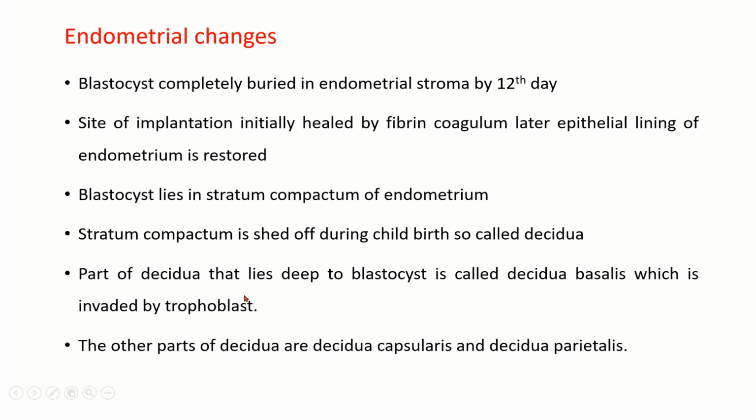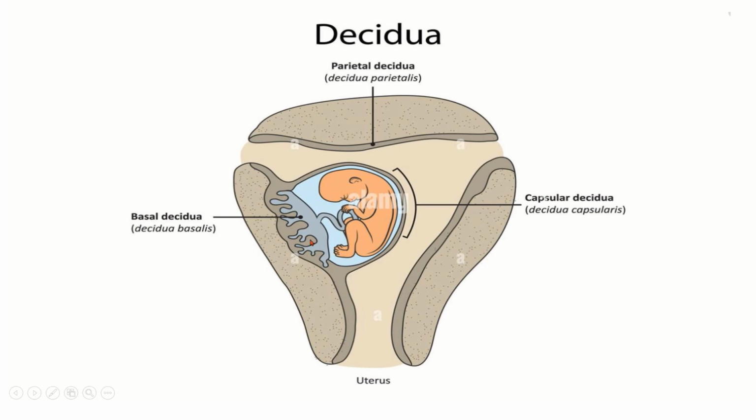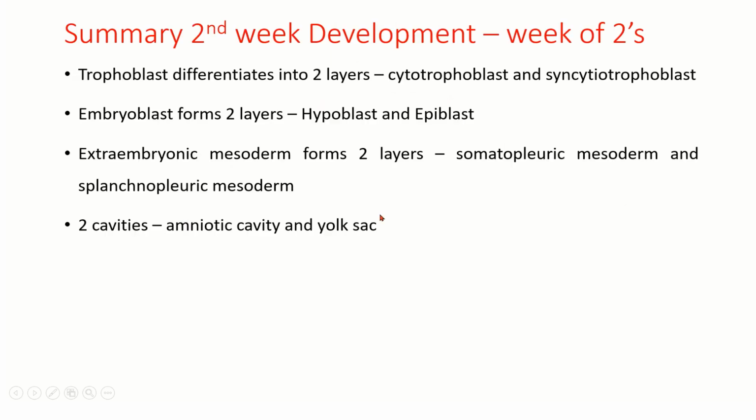The part of the decidua that lies deep to the blastocyst is called decidua basalis, which is invaded by trophoblast to form the placenta. Whereas the other parts of decidua are decidua capsularis and decidua parietalis. You can see here, this particular part will be the decidua basalis. Here there is placenta formation, and the part which covers this yolk sac is the decidua capsularis, whereas the remaining endometrium is called decidua parietalis. So decidua basalis, decidua capsularis, and decidua parietalis.